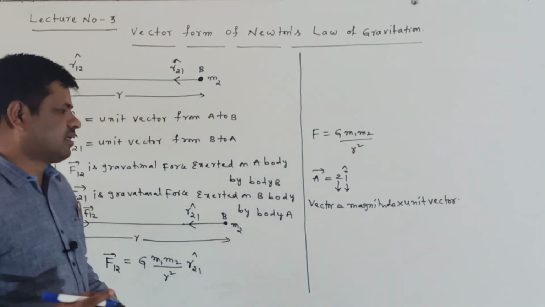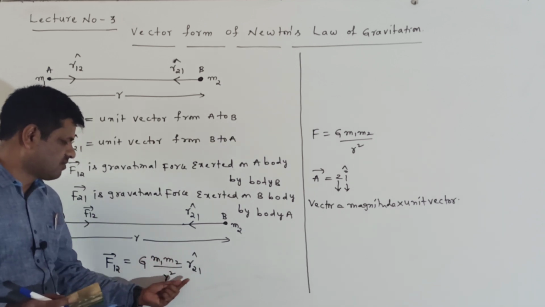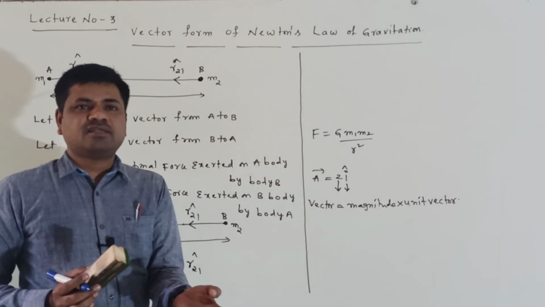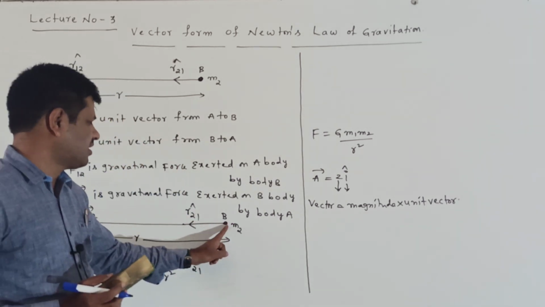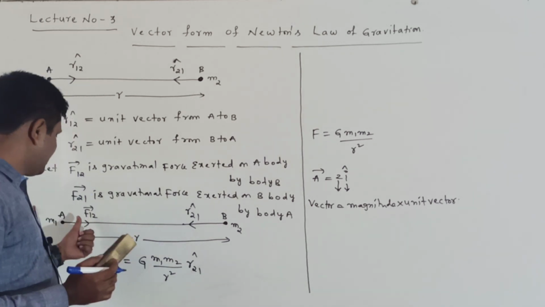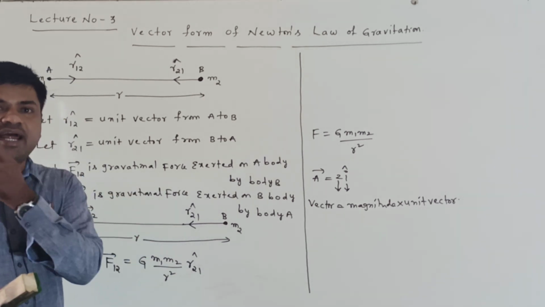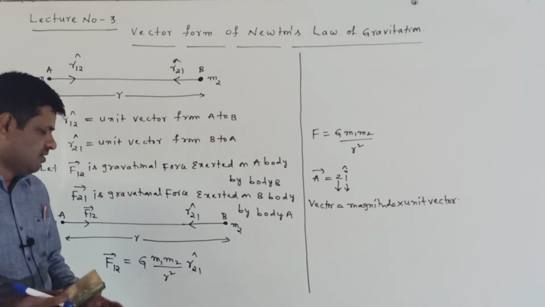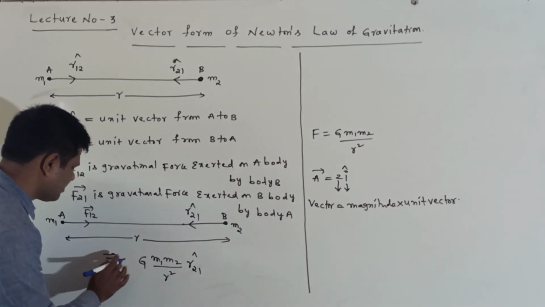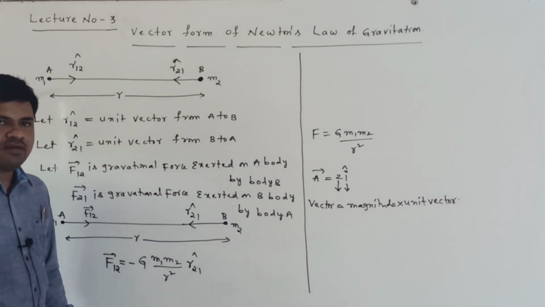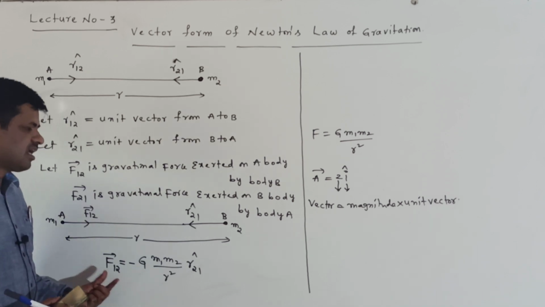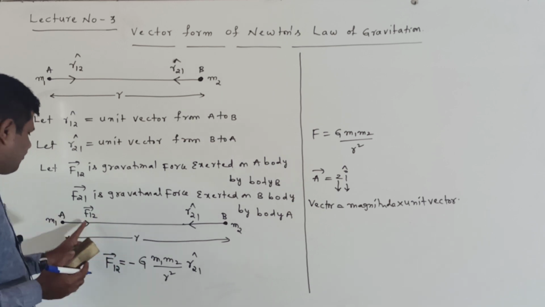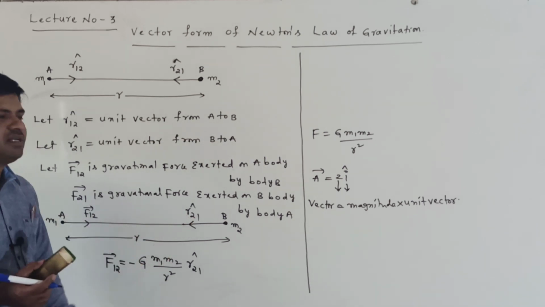Here the magnitude is G into M1 M2 by R square. The unit vector I am taking from B to A, because the B body is attracting the A body. The force direction I am taking in this direction because the B body is attracting the A body. But observe that these two are in the opposite direction. So I take a minus. Minus represents that this gravitational force is an attractive force. That's the reason minus comes here. Another reason is that F12 bar and R21 bar are both in the opposite direction.